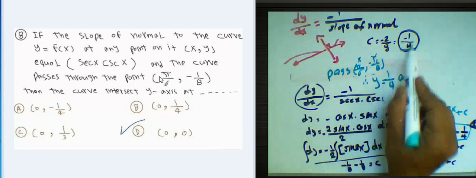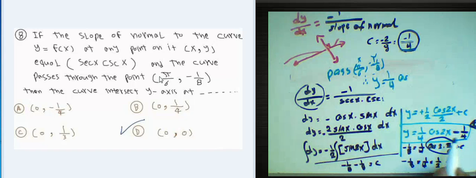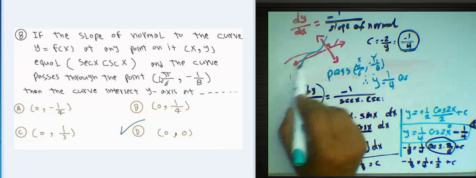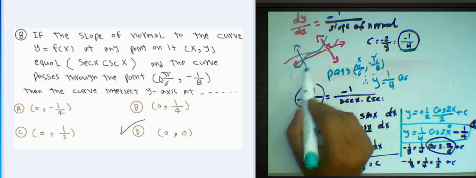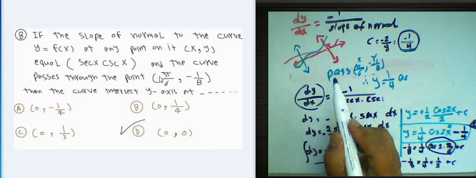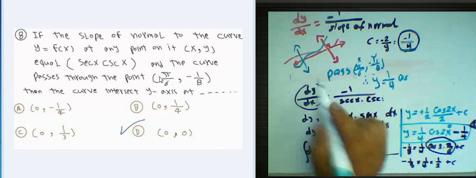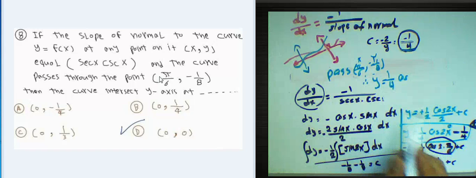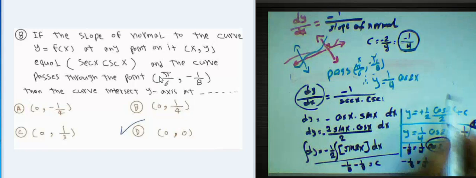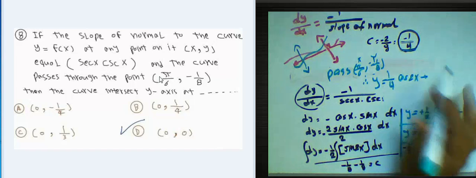Then the constant equals negative 1 over 4, and I want to find the point where the curve intersects the y-axis. Put x equal 0 here to know the point where the curve intersects the y-axis. It intersects the y-axis when x equals 0. Okay, put x equals 0 in this equation. y equals 1 over 4 cosine 2x plus negative 1 over 4.